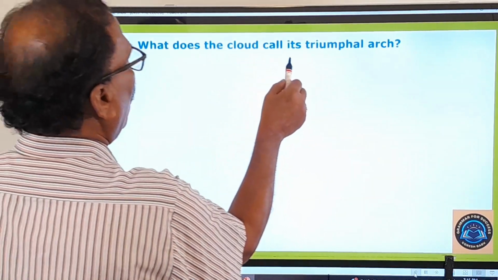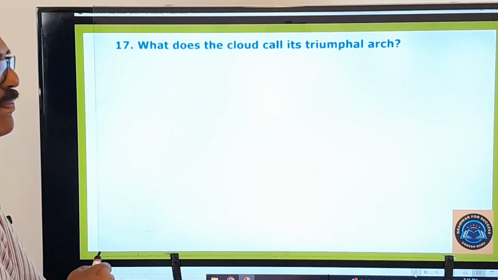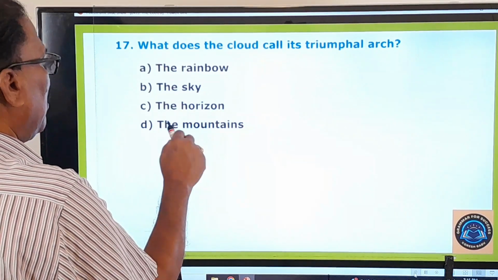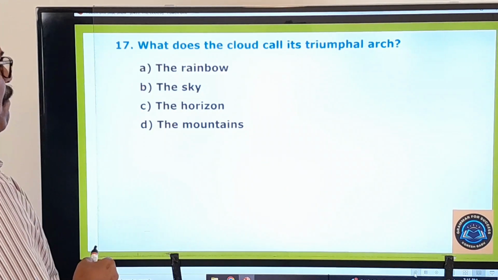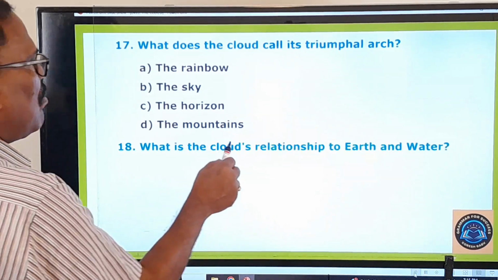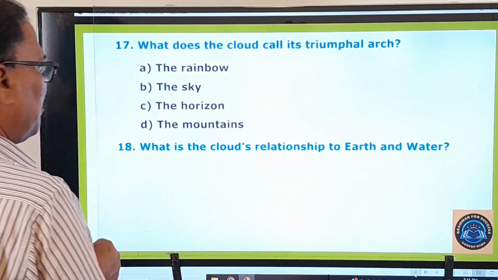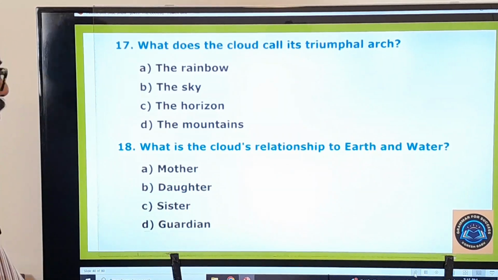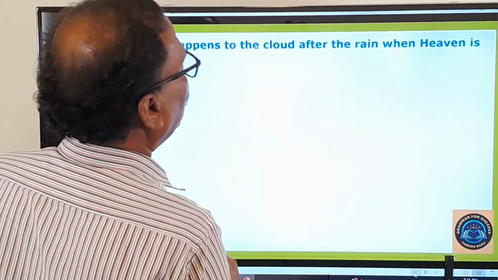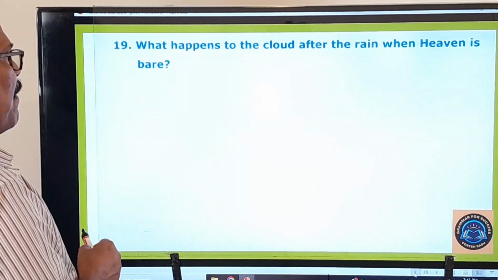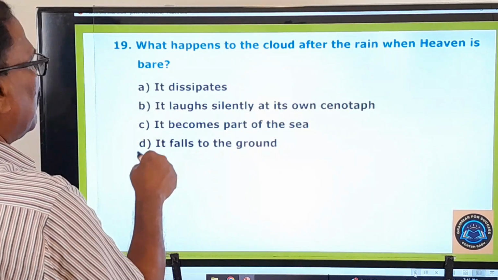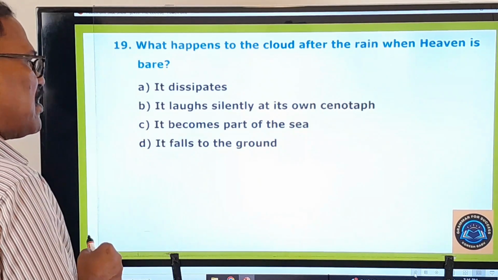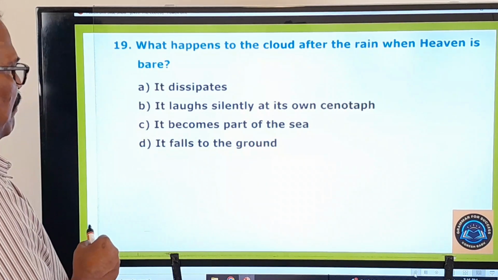What does the cloud call its triumphal arch? The rainbow, the sky, the horizon, the mountains. What is the cloud's relationship to earth and water? Mother, daughter, sister, guardian. What happens to the cloud after the rain when heaven is bare? It dissipates, it laughs silently at its own cenotaph, it becomes part of the sea, it falls to the ground.